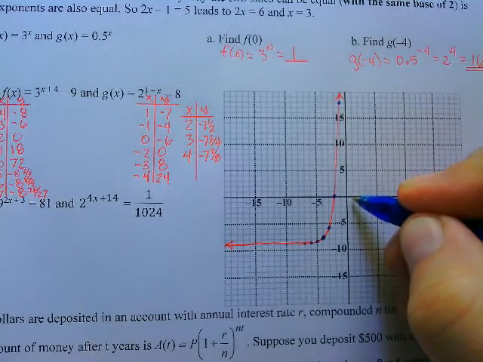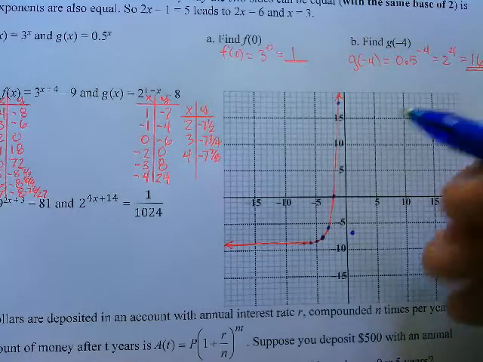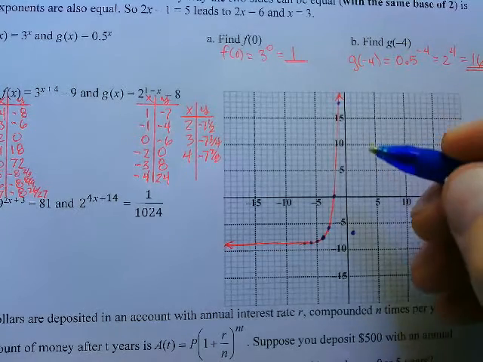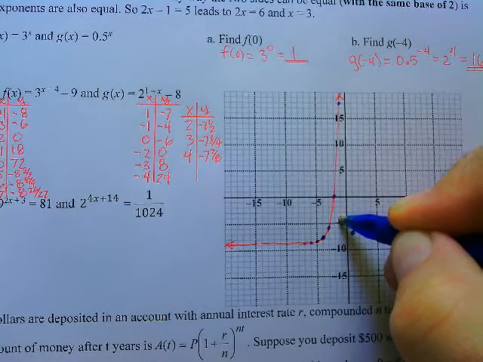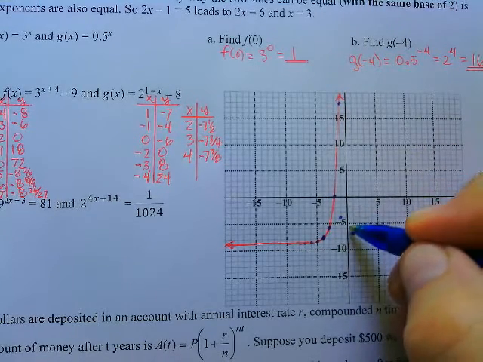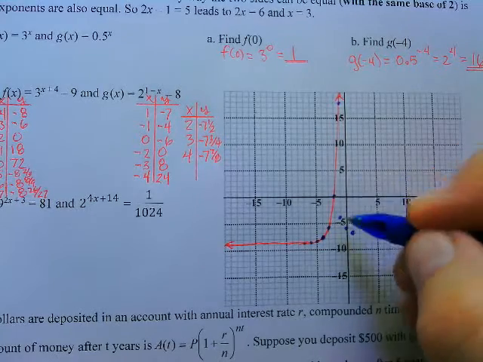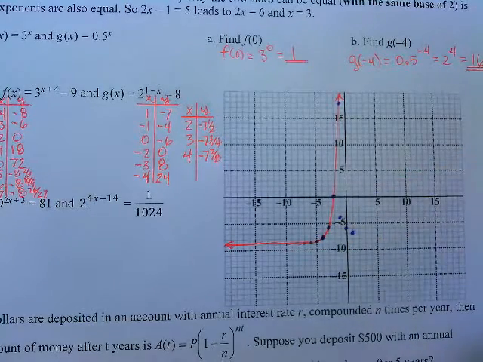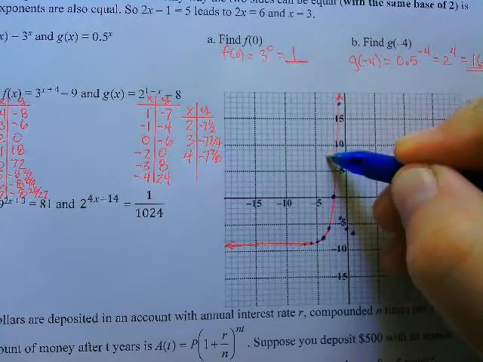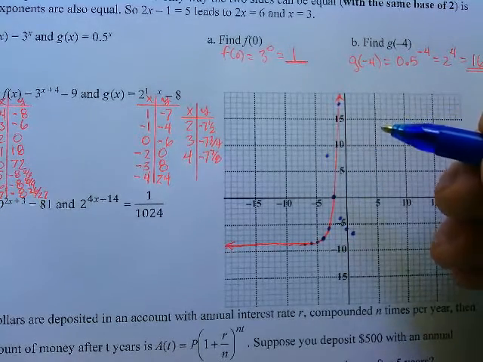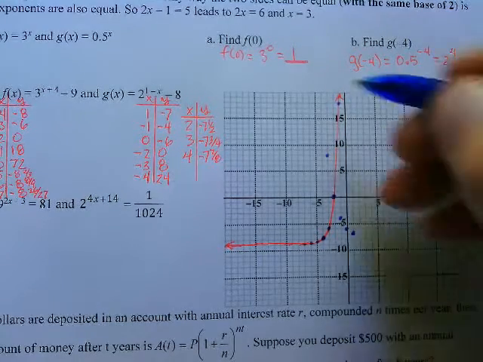1 is negative 7, so 1, negative 7. Negative 1 was negative 4, so that would be about right here. 0 was negative 6, so that's there. The negative 2 is 0, so that's going to go through that as well. Negative 3 is 8, so negative 3 is up here. And negative 4 is 24, so that'll be well off our graph.